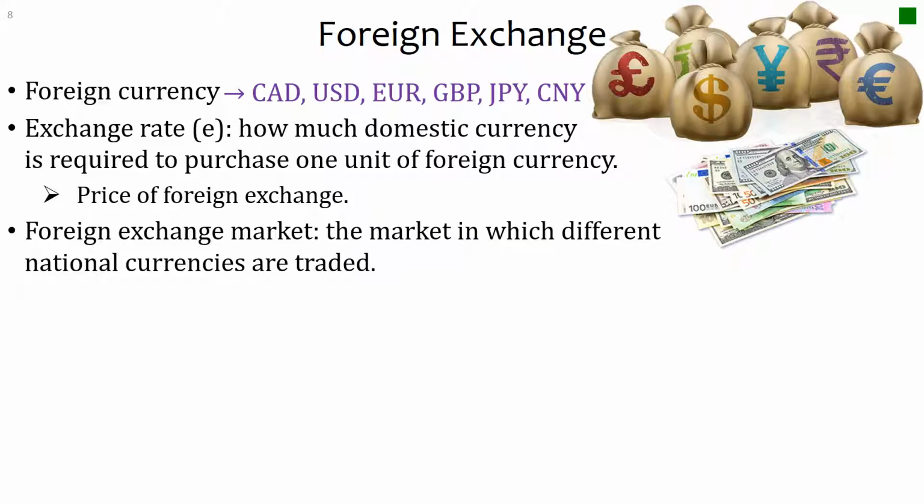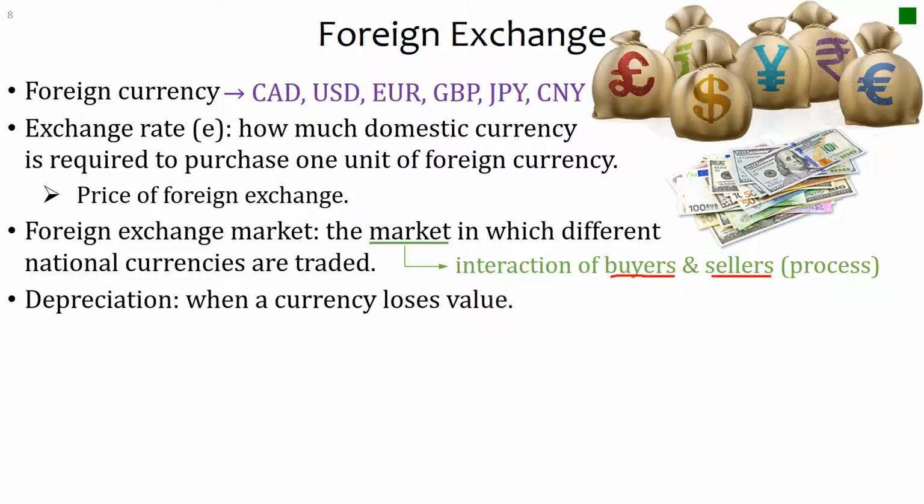We have this thing called the foreign exchange market, which is the market in which different national currencies are traded. All right. The word market, we use it all the time in economics. It simply means the interaction of buyers and sellers. It's a process. It's that activity, that mechanism where buyers and sellers get to exchange goods or service, or in this case, a currency. So that process of exchange is called a market. All right. So it's not really a physical location necessarily. By the way, whenever we use this word buyers, buyers is the same as demand. You might want to write that down. Sellers is the same as supply.